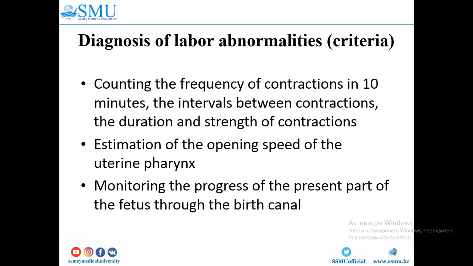Diagnosis of labor abnormalities criteria. Counting the frequency of contractions in 10 minutes, the interval between contractions, the duration and strength of contractions. Estimation of the opening speed of the uterine pharynx. Monitoring the progress of the presenting part of the fetus through the birth canal.